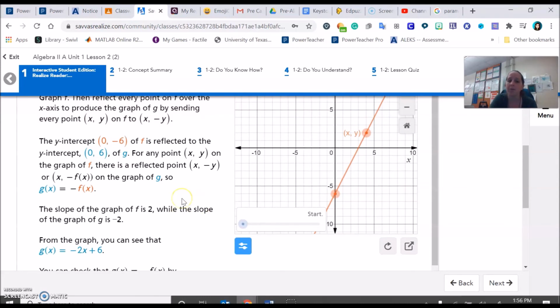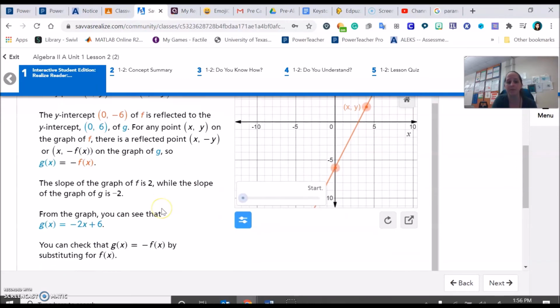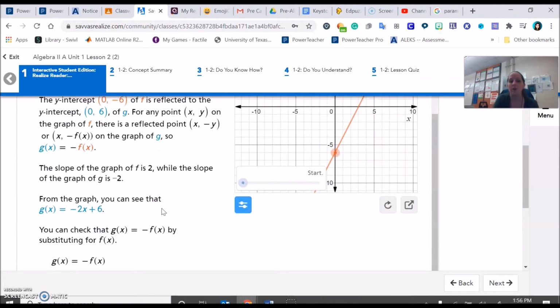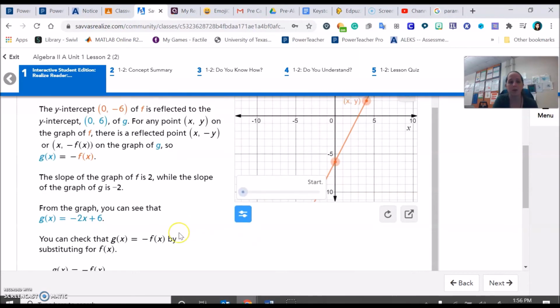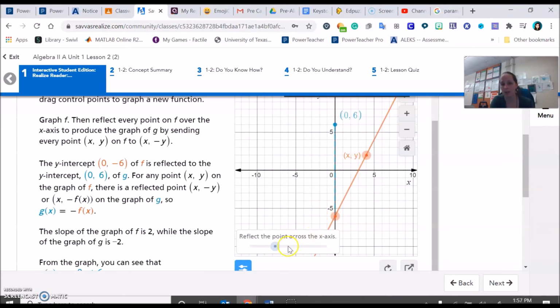So the slope of the graph of f is 2. That means when I reflect it, the slope of g is going to be -2, the opposite. So from the graph, you can see that g(x) = -2x + 6. Here I can reflect it. So here I see my line. Here's the original f(x), and here's g(x).